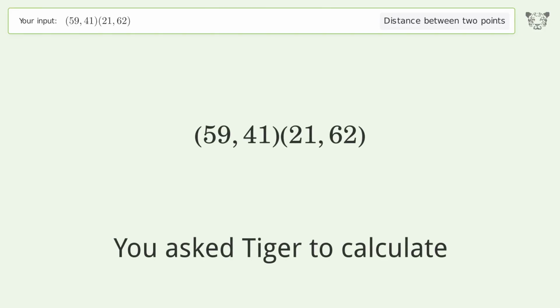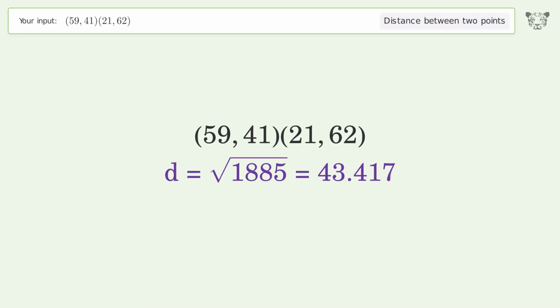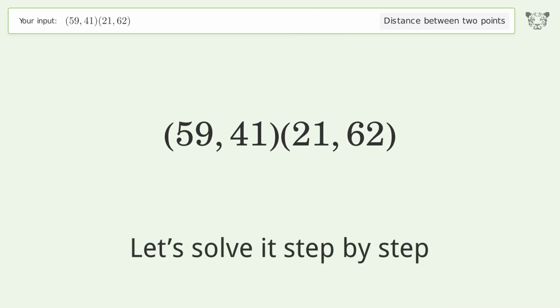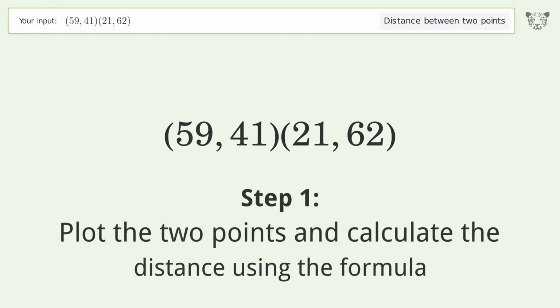You ask Tiger to calculate the distance between 2 points. The distance between the 2 points is the square root of 1885, or 43.417. Let's solve it step by step. Plot the 2 points and calculate the distance using the formula.